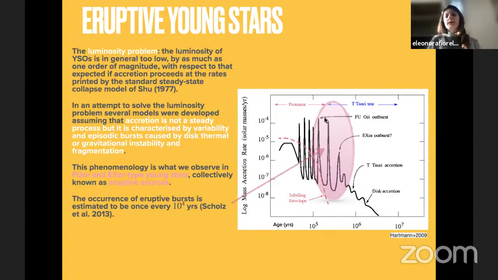In the first case, FUor-like outbursts last a long time, about centuries. In the second case, they are shorter, less intense, about 10^-6 solar masses per year, but more frequent. In general, this kind of outburst is quite rare. The occurrence of eruptive bursts is estimated to be once every 10^4 years. But to see whether this scenario is confirmed or not, we need way more observations of these objects. And up to now, only 50 eruptive sources are known.